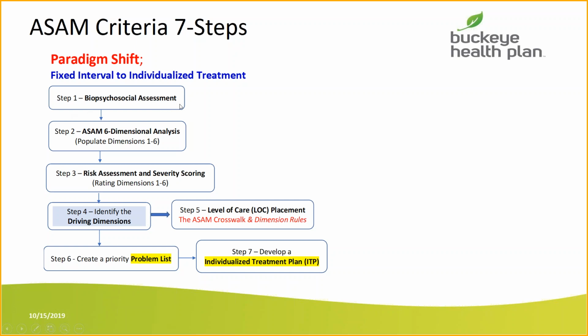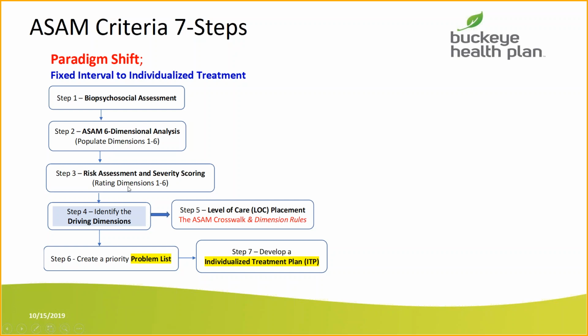So step one is your biopsychosocial assessment. Nothing brand new here. That's been around for a decade or two. The second step is new, in which you take information from your biopsychosocial assessment and you populate 6 dimensions. Everything from withdrawal to medical to emotional behavioral, for relapse prevention to motivation, to housing. You populate these 6 dimensions with the information you got from the biopsychosocial assessment.